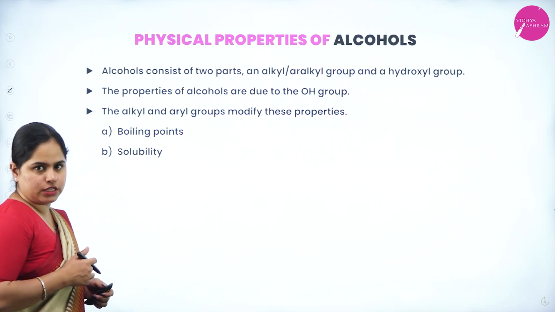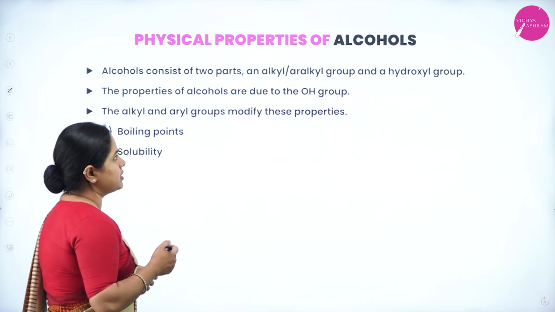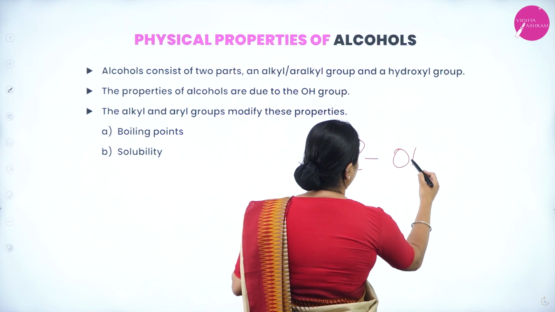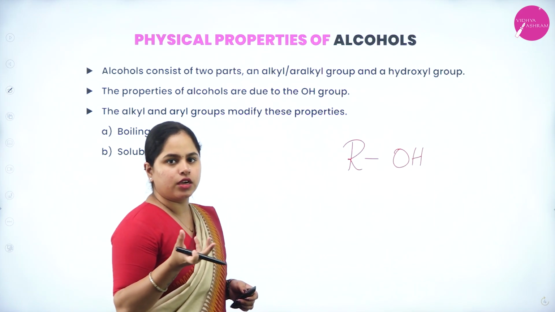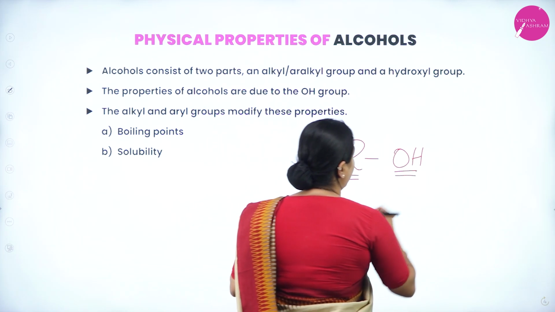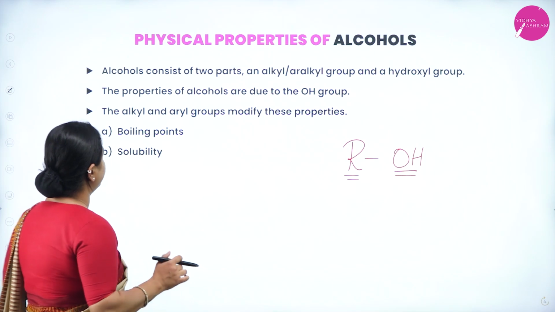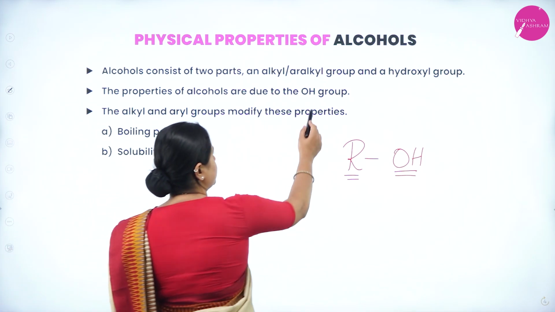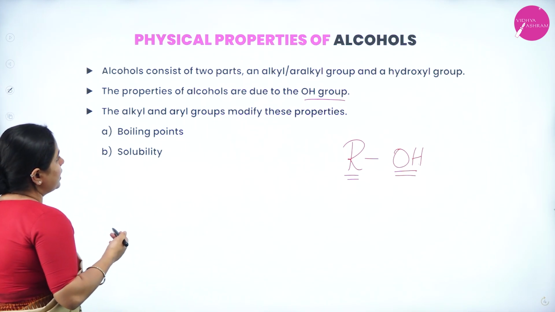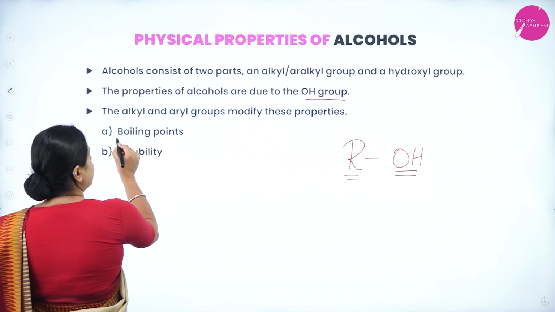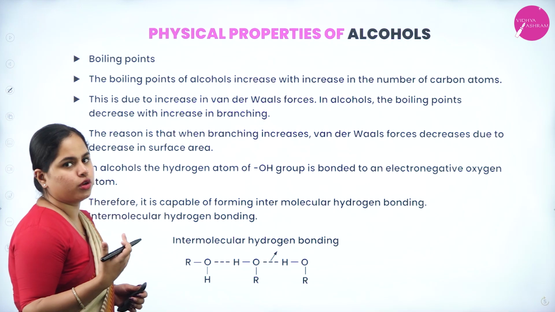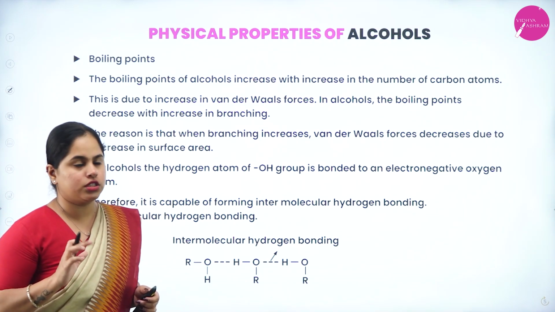Beginning with the physical properties of alcohols, alcohols consist of 2 parts, an alkyl group and a hydroxyl group. What is the general formula we have already studied? It is ROH, where R stands for any alkyl group, and then you have a hydroxyl group. So this is called your alcohol. The properties are due to the OH group. Because of the presence of this hydroxyl group, the properties arise. The alkyl and aryl groups modify these properties, and the boiling points and solubility are what we are going to discuss now.